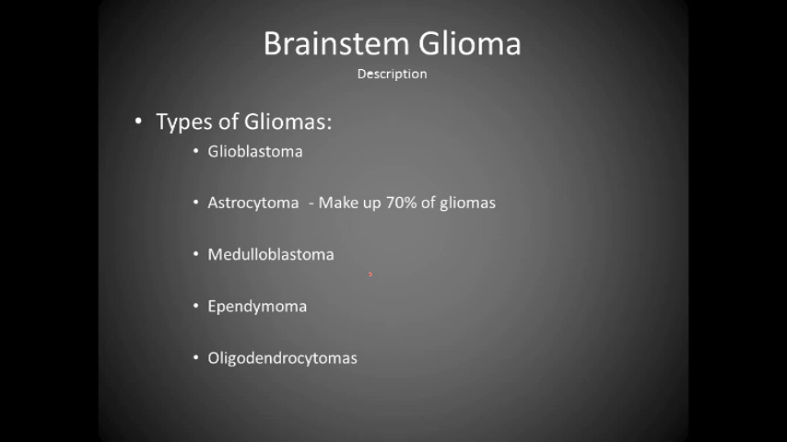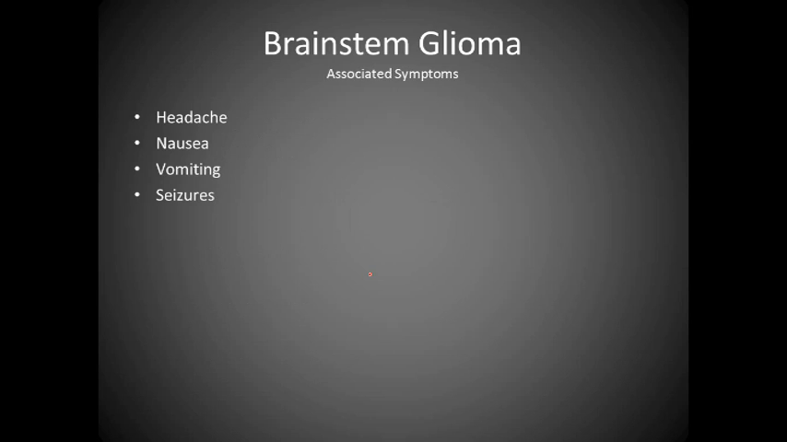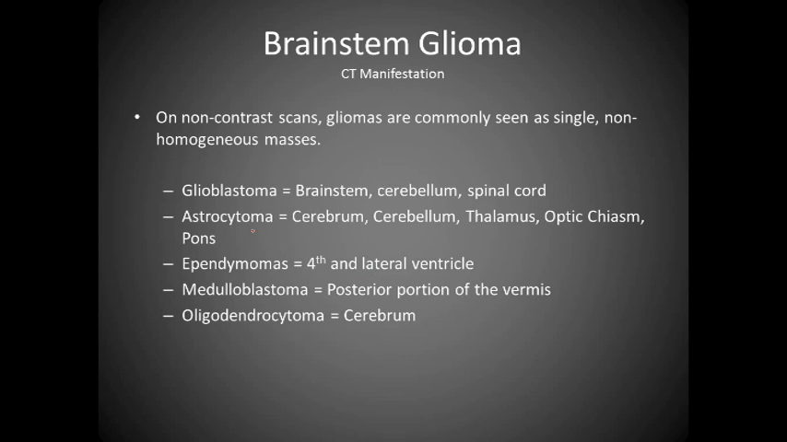There are several types of gliomas, such as glioblastoma, astrocytoma, medulloblastoma, ependymoma, oligodendrocytomas. But we see that the most common is the astrocytoma, which makes up around 70 or 75% of the gliomas. Symptoms include headache, nausea, vomiting, and seizures. And the workup can be MR or CT.